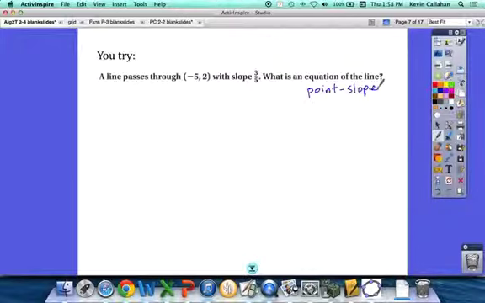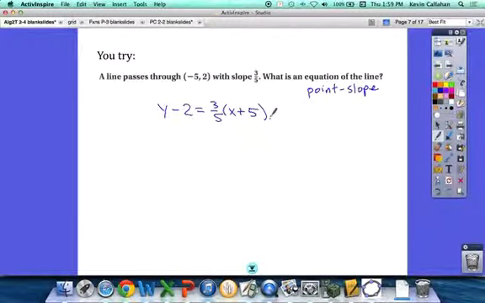Did you mean that to be a... Oh. y minus 2, x plus 5. Done. That's all you have to do. I didn't ask you to solve it. All right, so this is y minus 2 equals 3/5 x minus negative 5, which is x plus 5.